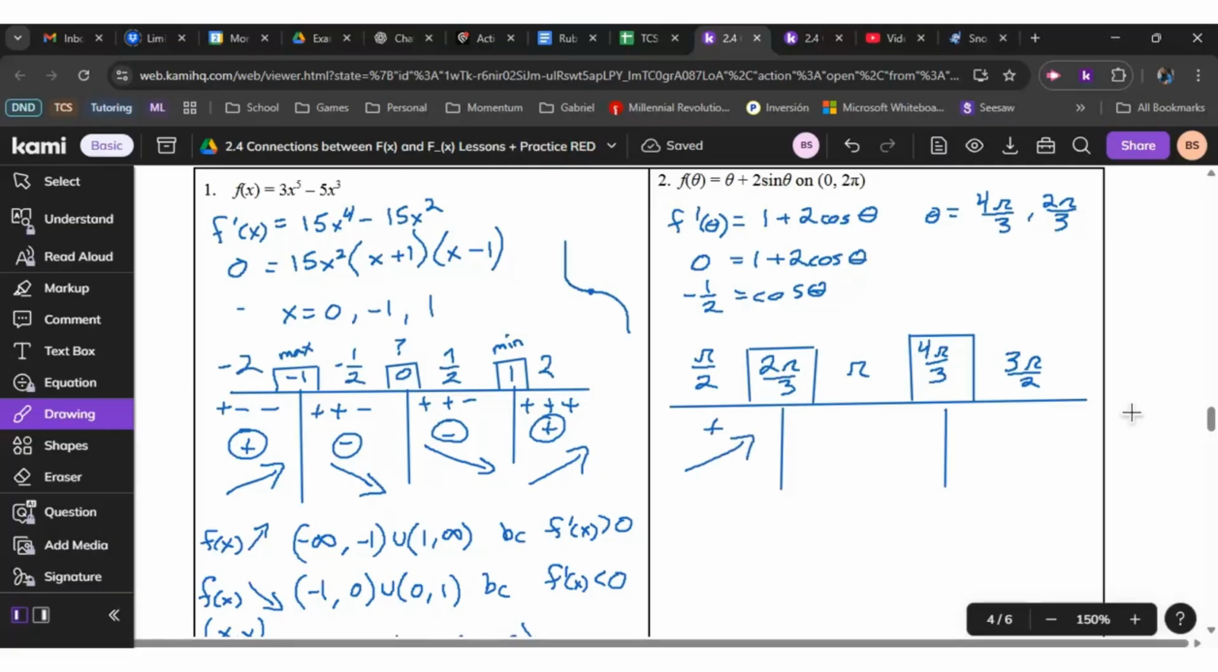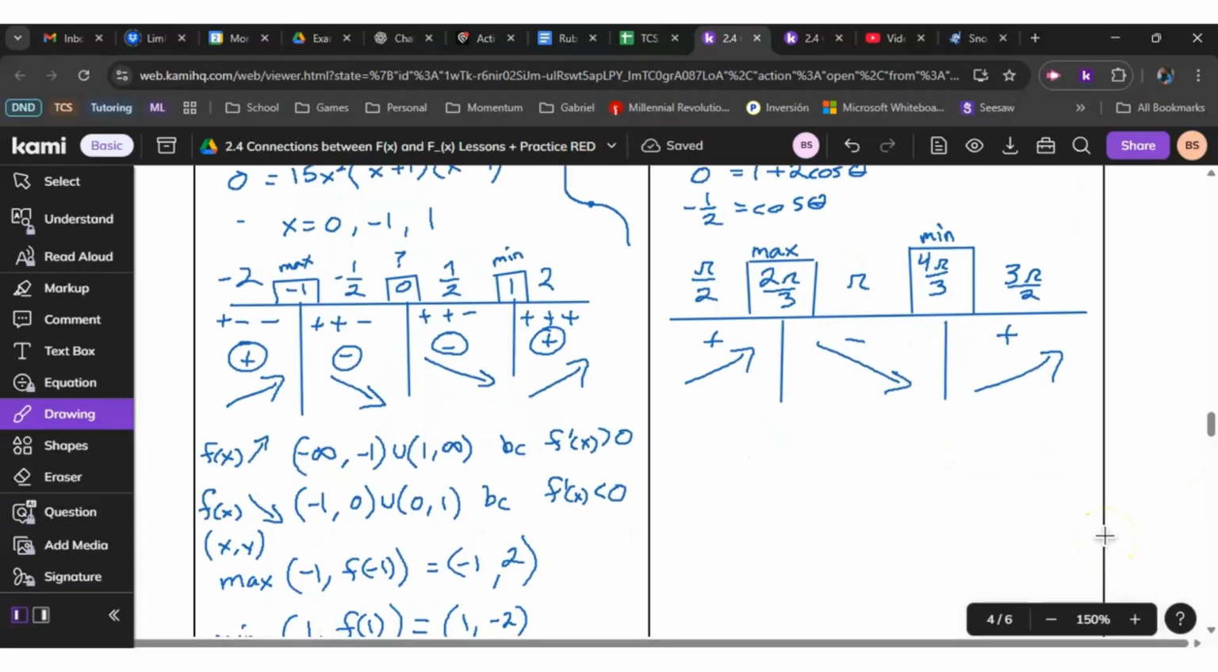Let's do pi. What's cosine of pi? Negative 1. So times 2 is negative 2, plus 1 is negative. It's decreasing. Let's do 3 pi over 2. Cosine of 3 pi over 2 is 0. Times 2 is 0, plus 1 is positive. It's increasing. So, max, min.